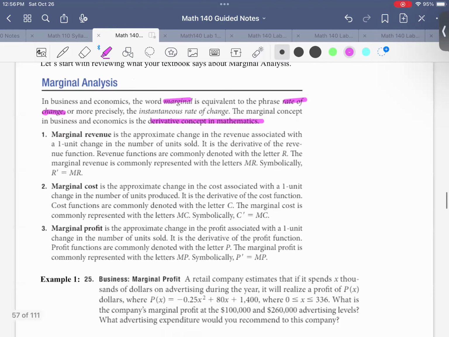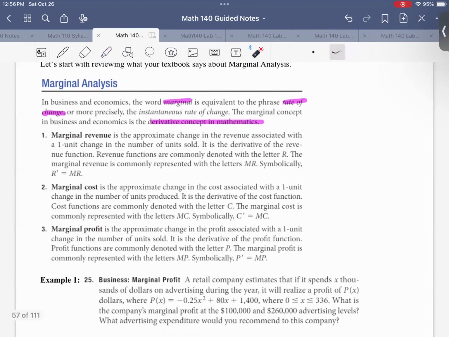So let's go ahead and read through marginal revenue. Marginal revenue is the approximate change in the revenue associated with a 1 unit change in the number of units sold. That means, what does it cost to make the next unit, the 101st unit as such, as we've seen in the past. So it is a derivative of the revenue function, right? That means marginal revenue will look something like R prime of x, the derivative of the revenue function.